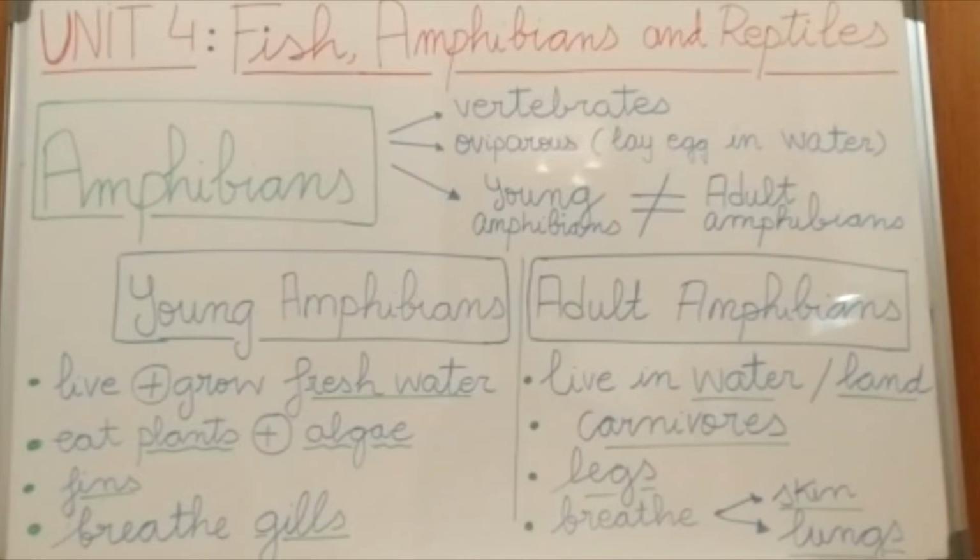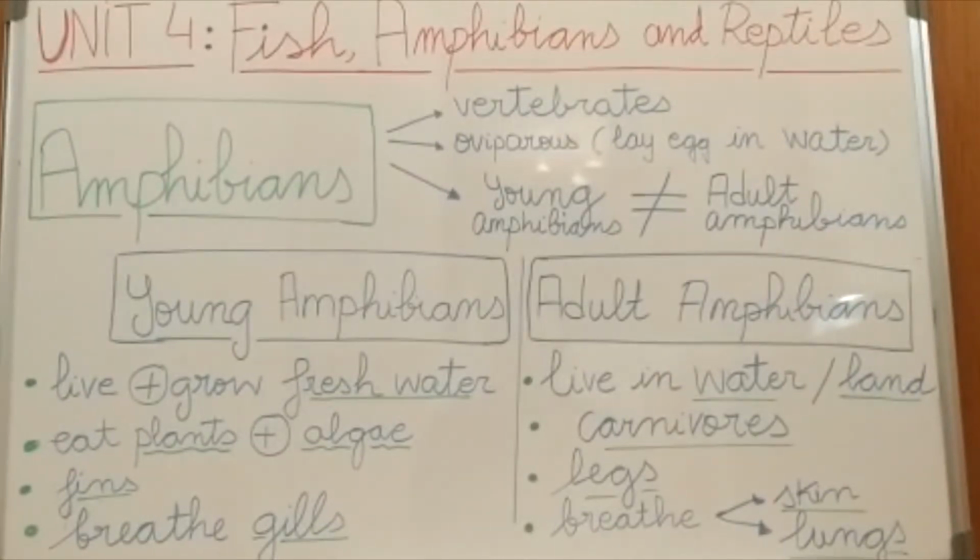So, what happens with young amphibians? They live and they grow in fresh water, en agua dulce. They eat plants and also they eat algae. So they are like herbivores. They move through the water using their fins. And finally, you have to know that they breathe through the gills. Okay? This is everything related to the young amphibians.